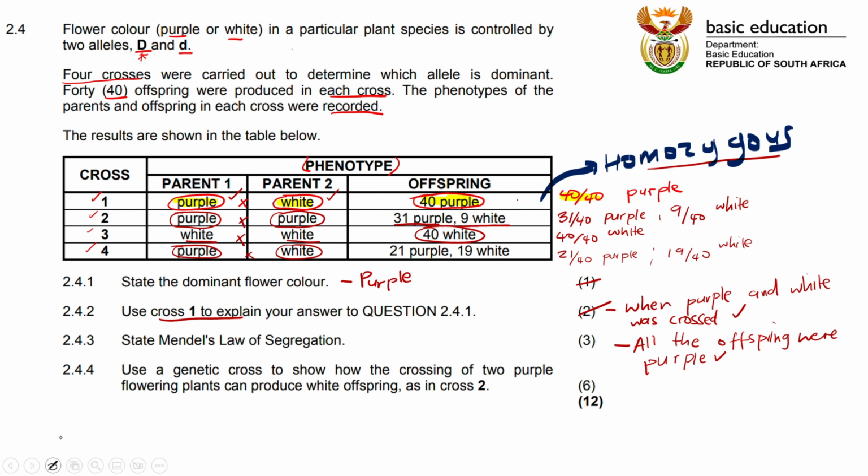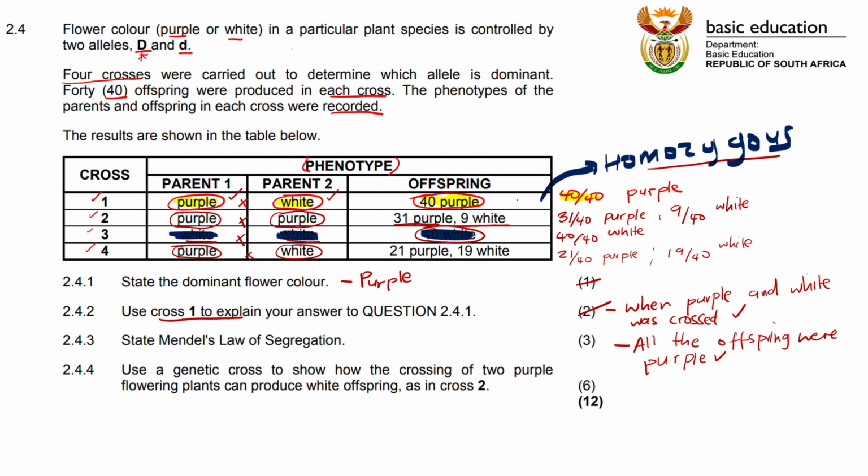So now further analysis here. Look at this. Cross 1, we said it's homozygous. It's because we got 100% of a certain color, or we got 40 out of 40 of a certain color. Even if you see cross 3, we also get the same thing. In cross 3, we have got white flower color crossing with white flower color, and we got 40 out of 40 white, so 100% white. So it means that's also a homozygous condition.